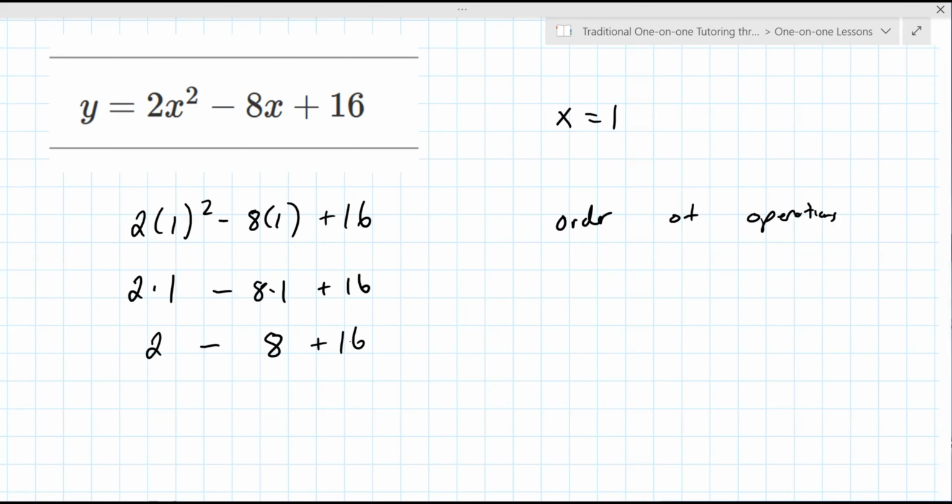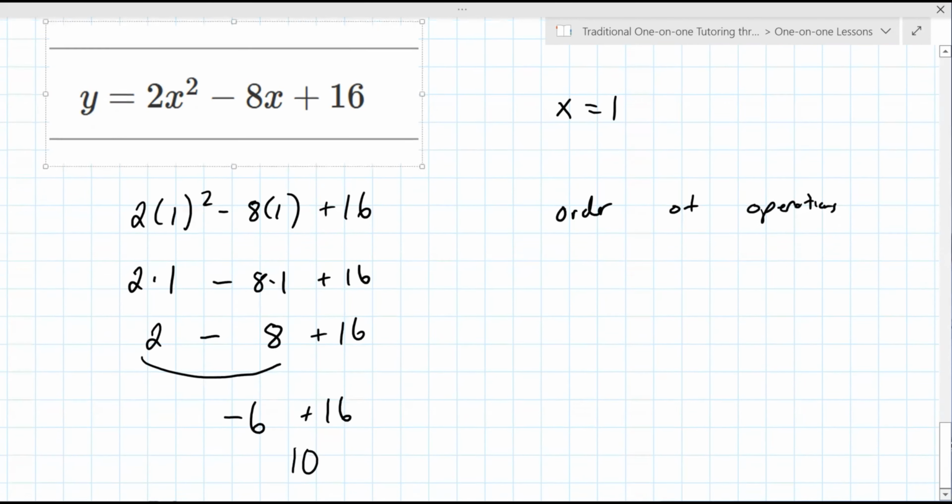And then you operate left to right. So you're going to do 2 minus 8. Can you tell me that? 2 minus 8? Yes. 6. Try again. 2 minus 8? Yeah. The 8 is negative, so the answer must be negative. Oh, okay. Negative 6. Negative 6 plus 16. Can you tell me that? It is 10, yeah.